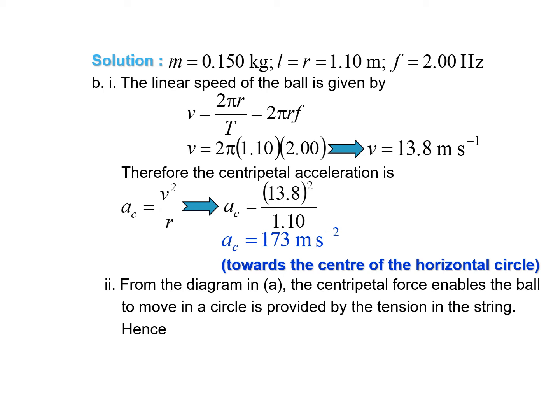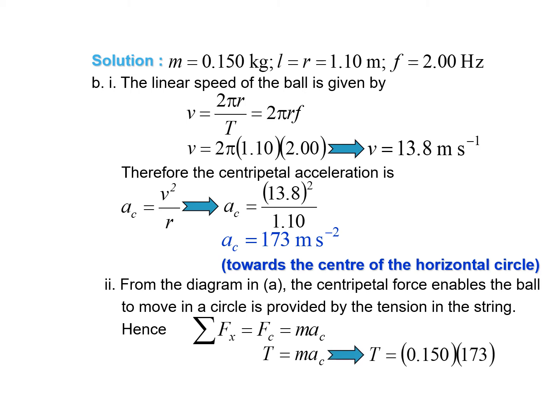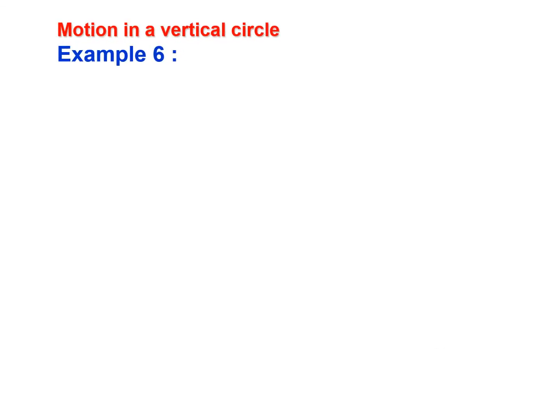From the diagram, the centripetal force enables the ball to move in a circle, which is equivalent to the tension. Therefore the tension is equal to the centripetal force. From the calculation, m times the centripetal acceleration ends up with 26 Newton. For the last part, we will look into example 6, where we have motion in a vertical circle.